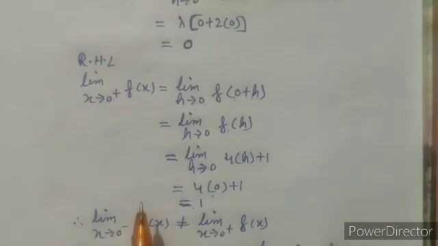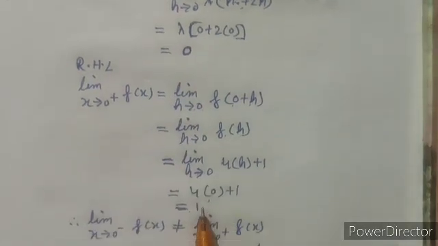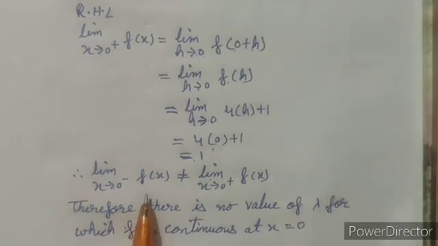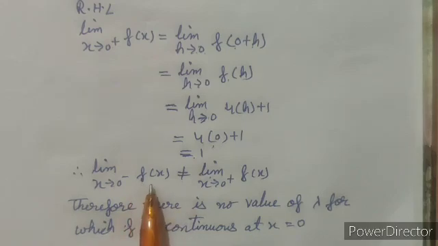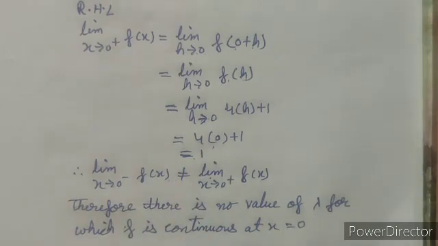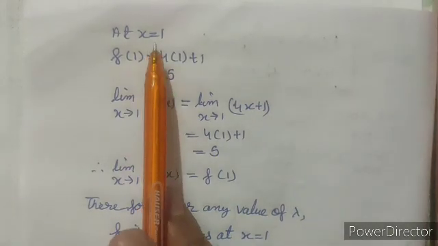Now as we see here, the left hand limit was 0 and the right hand limit was 1. So the left hand limit is not equal to the right hand limit at x equal to 0. Therefore, we can say that there is no value of lambda for which f is a continuous function at x equal to 0. Now in the second part, we have to check the continuity at x equal to 1.